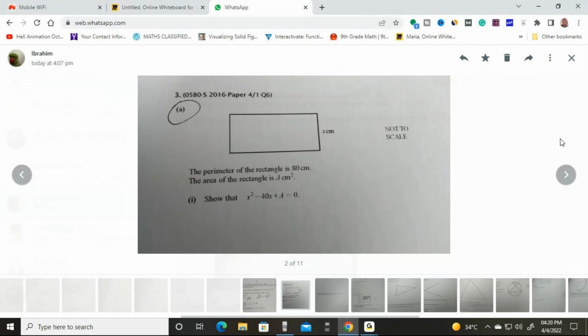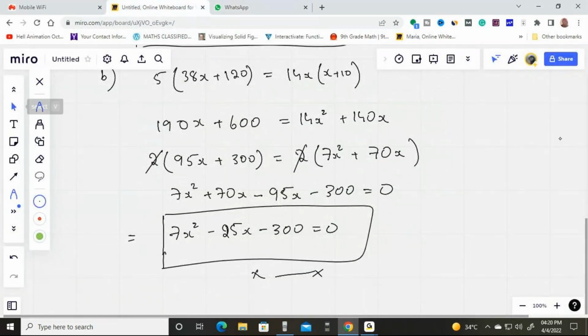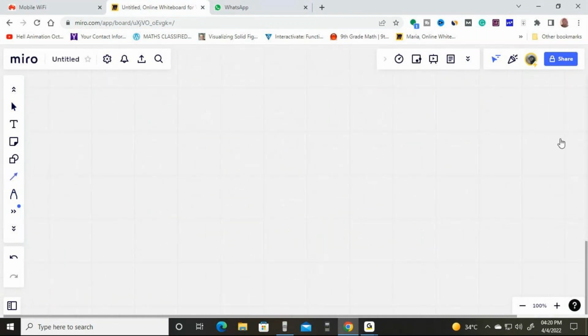Okay, now we have been given a rectangle, and it says that the perimeter of this rectangle is 80 centimeters. The area of the rectangle is A centimeter squared. We need to bring this equation with the help of this information. Now you see we know the length is x centimeters, but we do not know the width. So we just give this width a variable for the representation. We call it w. We just go to our board and try to draw a rectangle here.